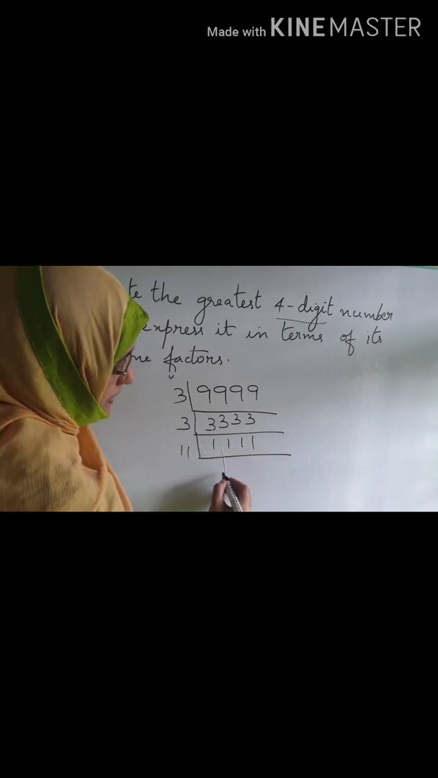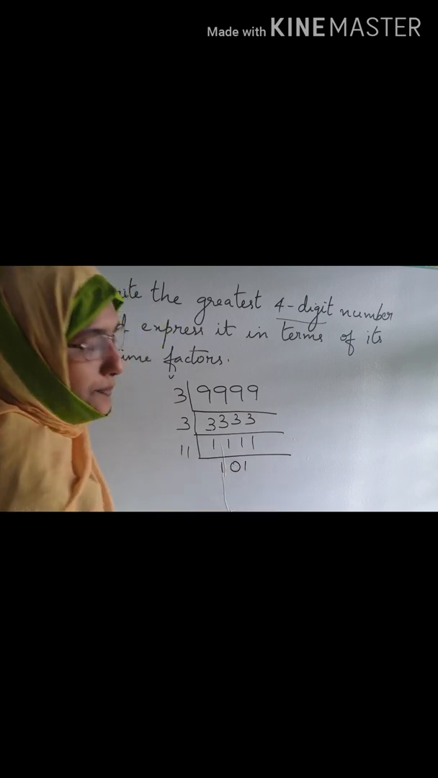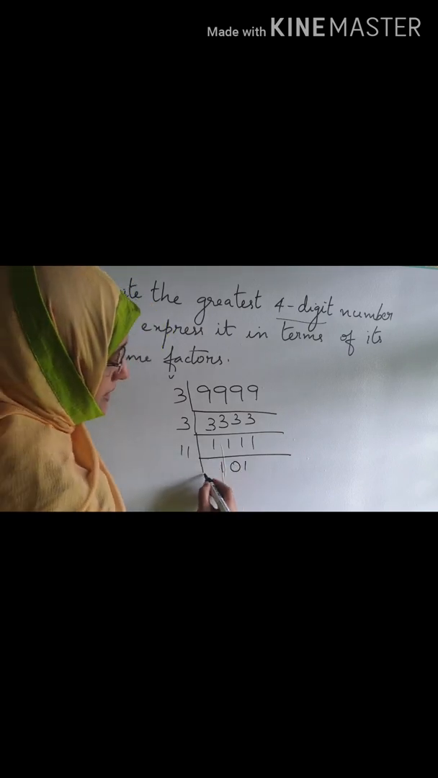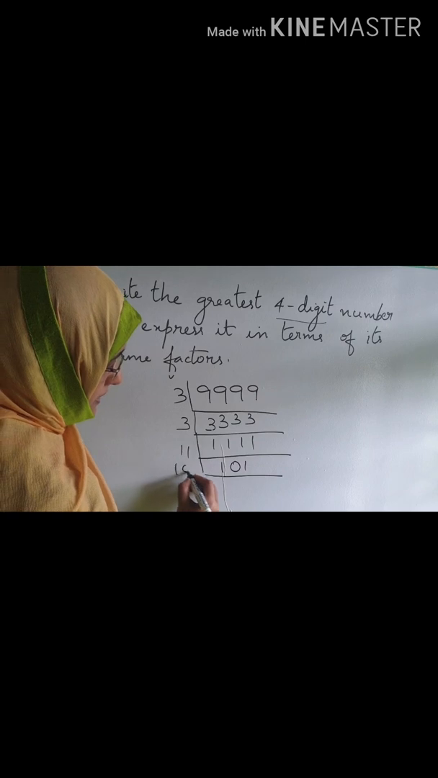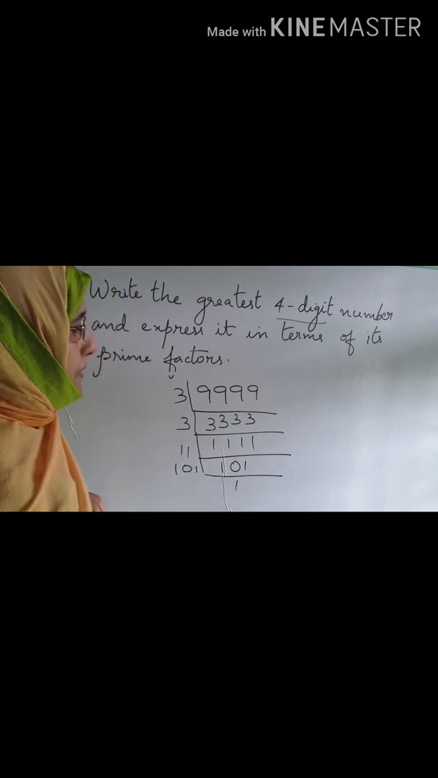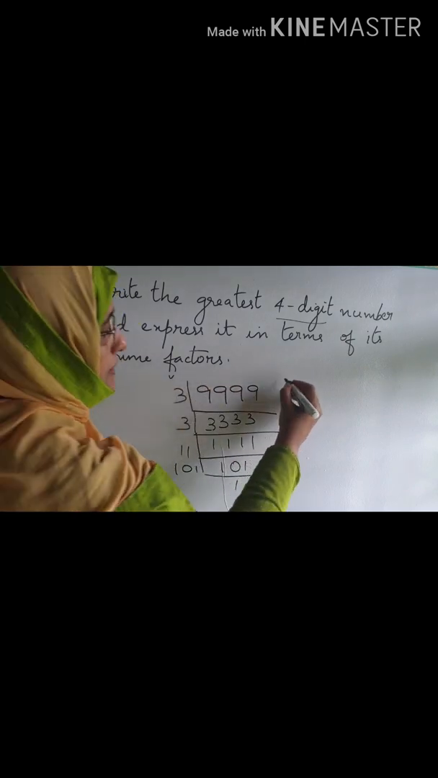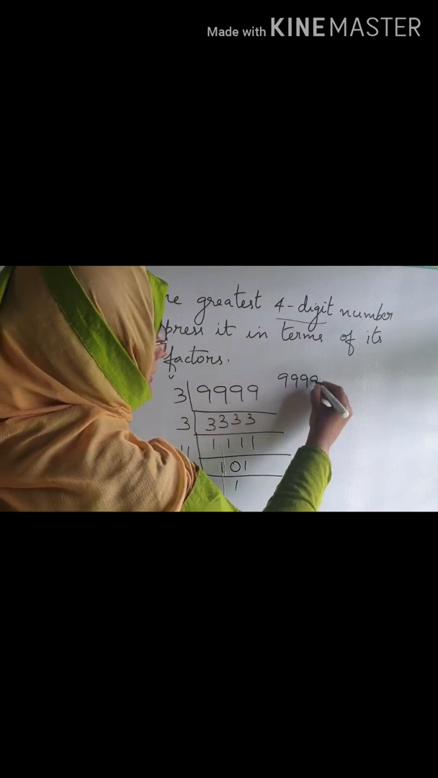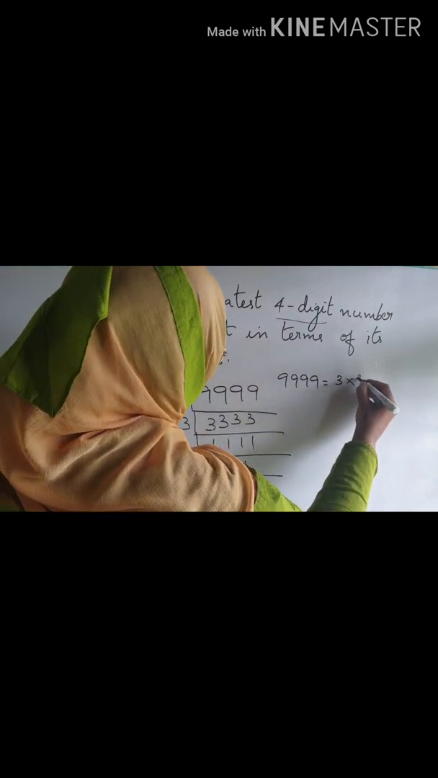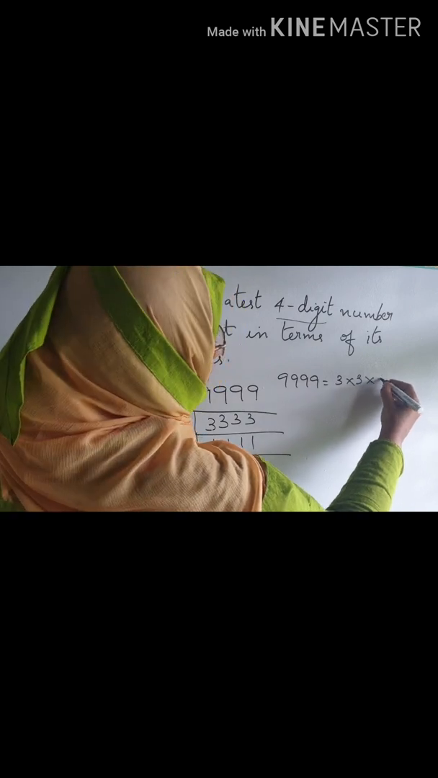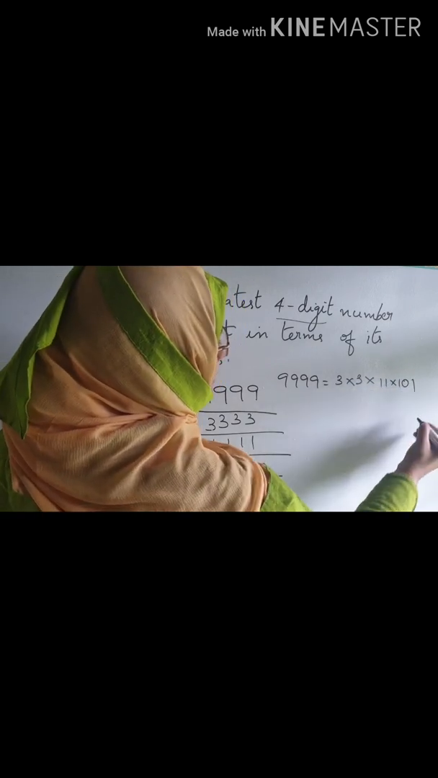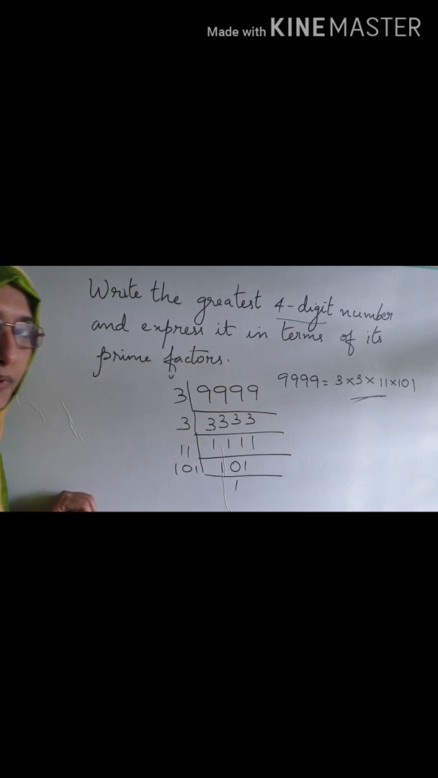1111 divided by 11, that is 101. Now see, 101 is a prime number. So you can use 101 only. So the prime factors are, you can write it as 9999 is equal to 3 into 3 into 11 into 101. Okay.